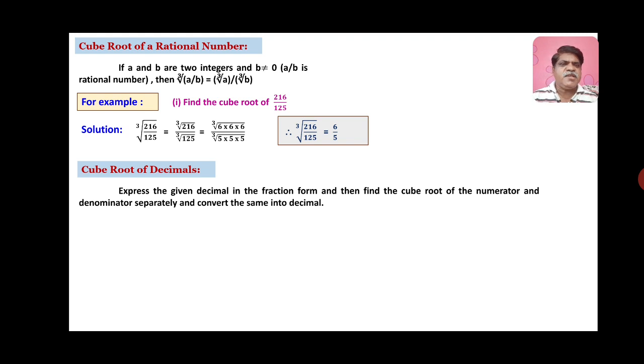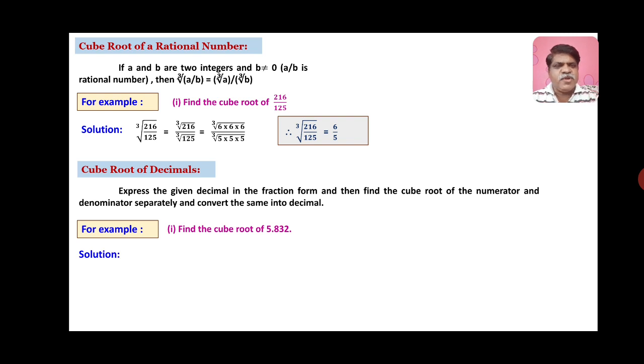Express the given decimal in fraction form and then find the cube root of the numerator and the denominator separately and convert the same into decimal again. Let us take an example. Find the cube root of 5.832.